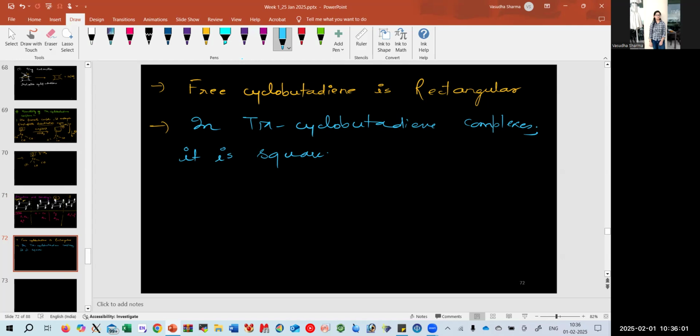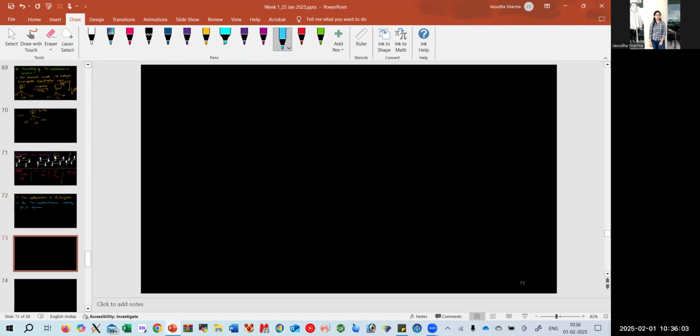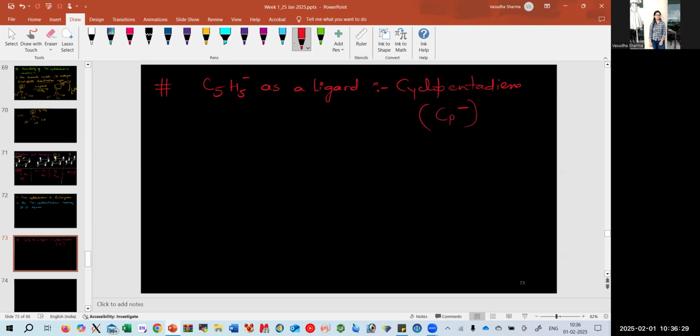Now moving ahead with our next topic, which is C5H5 as a ligand, which is the cyclopentadienyl ligand, called Cp minus.